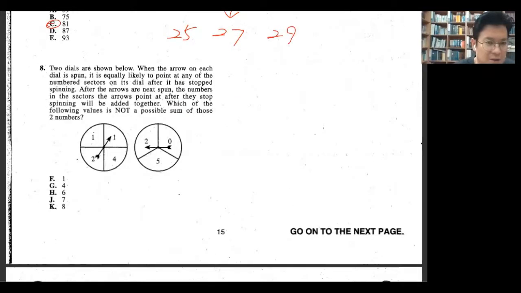Two dials are shown below. When the arrow on each dial is spun, it stops equally likely on any number. Which of the following values is not a possible sum of those two numbers? 1, 0, 2, 2, 1, 5, 7, 2, 5. Yeah, 8 is impossible.